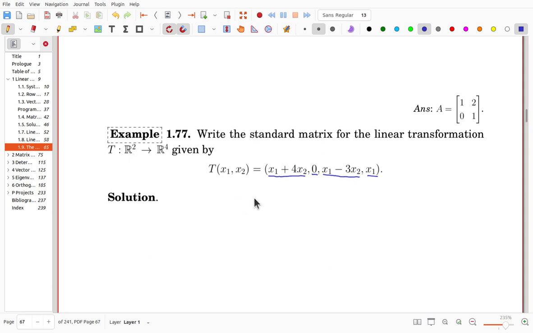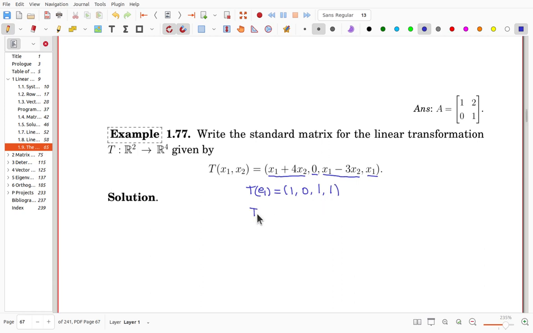Now we have to collect the action on the standard basis. So T(e1), e1: x1 is 1, x2 is 0. So from here, x1 is 1, and the second component is 0. Again, this is 1 and 1, right?